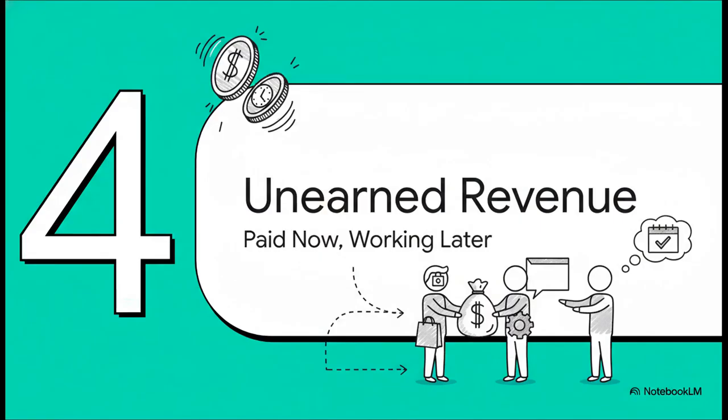Okay, so now let's flip the coin. What happens when the cash flow timing works in the opposite direction? What happens when a customer pays us before we've delivered the goods or provided the service? This is what we call unearned revenue, and it represents not an asset, but an obligation.